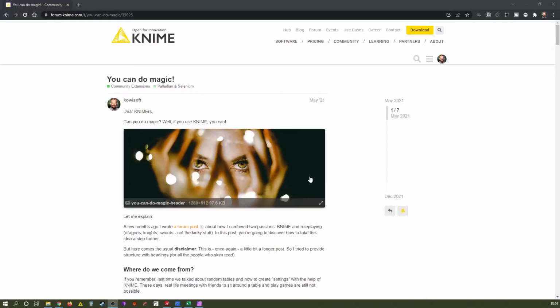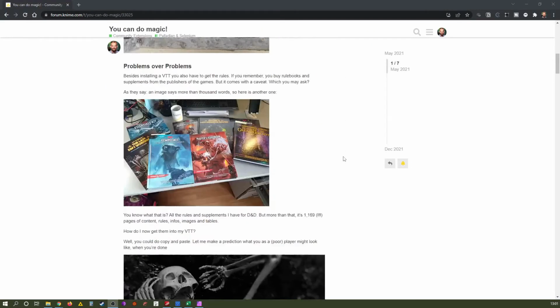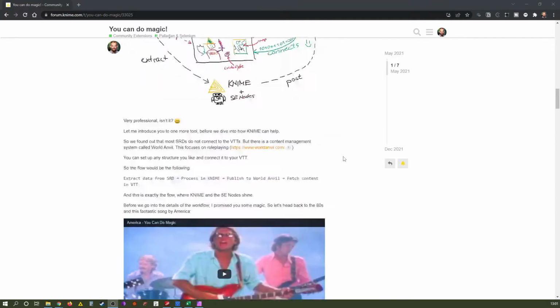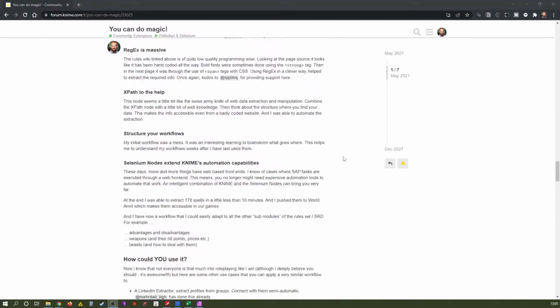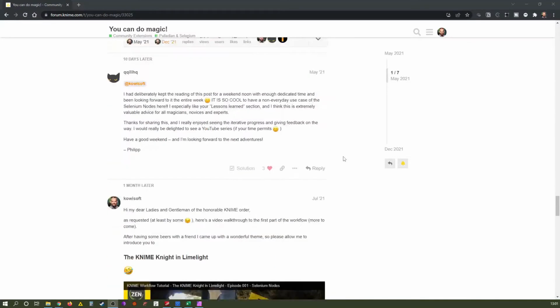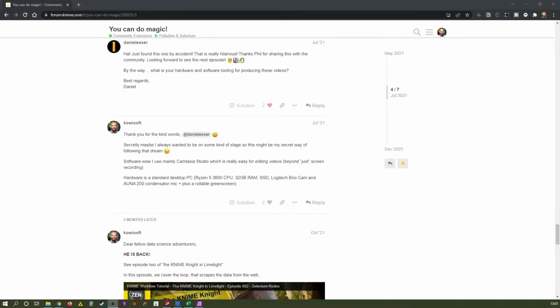So post number 5, you can do magic. This is my personal post where I share how I use Knime to publish role-playing rules to the content management system my role-playing group was using. The idea was that there were hundreds of rules and I just didn't want to copy them over manually, so I let Knime do the work. Plus some nice 80s music.